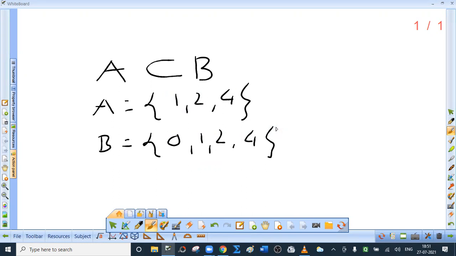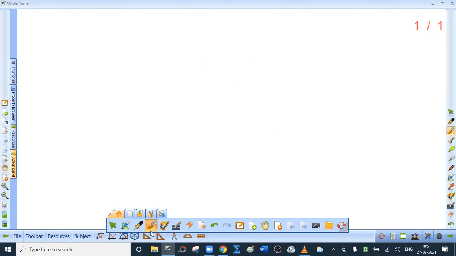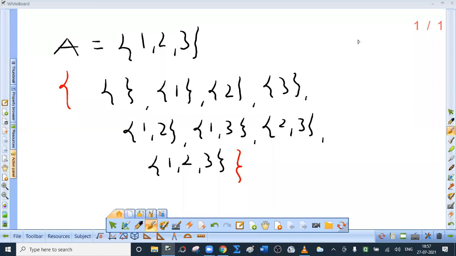Now, this is an interesting point. Suppose there are 10 elements in a set A. So n of A is 10. Can you tell me the total number of subsets? I repeat the question. In a set A, there are 10 elements. Can you tell me the total number of subsets? Type your answer in the chat box. So, my previous question was, if a set has 10 elements, how many subsets? Answer.